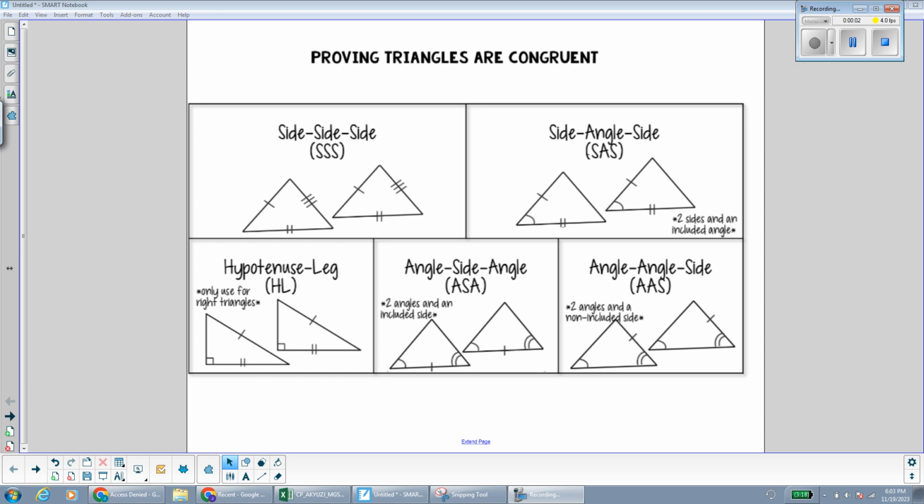In this video, we're going to talk about proving triangles congruent, and we're actually going to write proofs that prove triangles congruent in this video. So a couple of things to remember before we get started with our proofs.